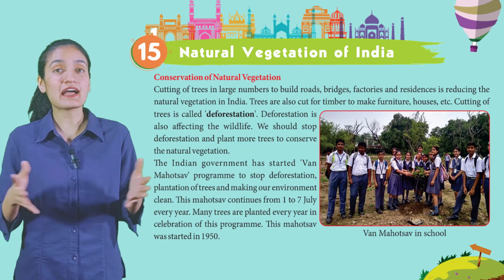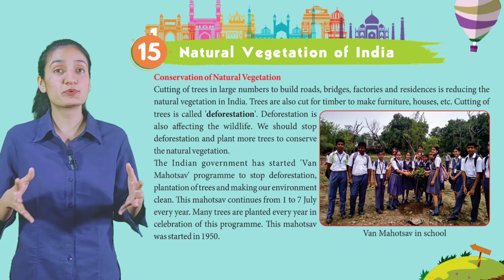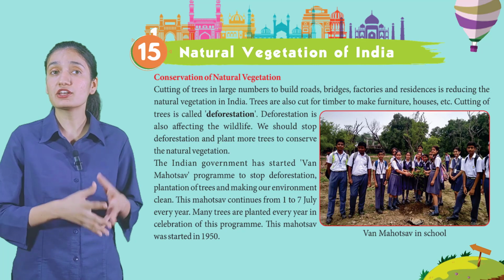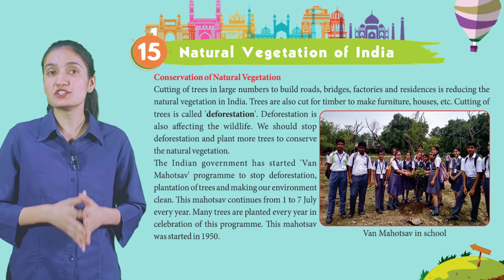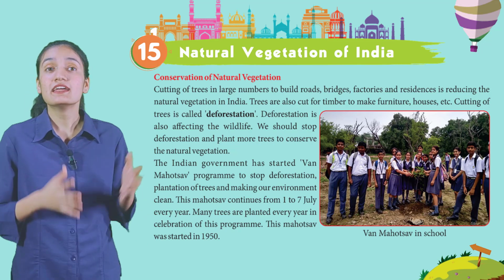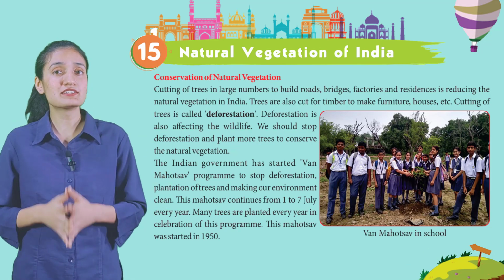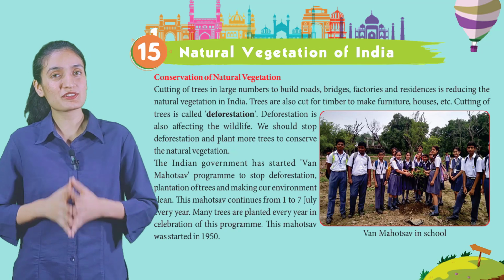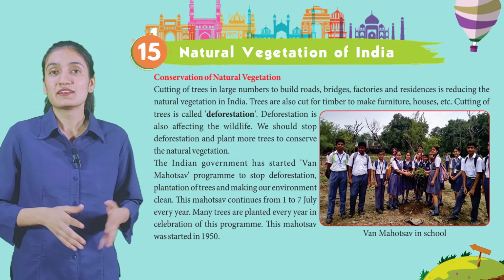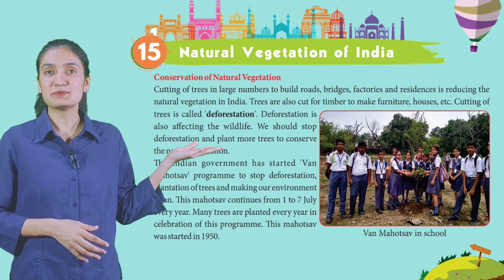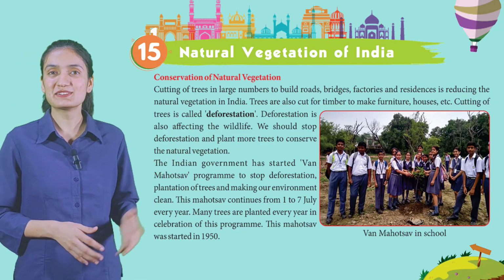The Indian government has started Van Mahotsav program to stop deforestation, plant trees and make our environment clean. This Mahotsav continues from 1 to 7 July every year. Many trees are planted every year in celebration of this program. This Mahotsav was started in 1950. Here you can see kids are celebrating Van Mahotsav in school.